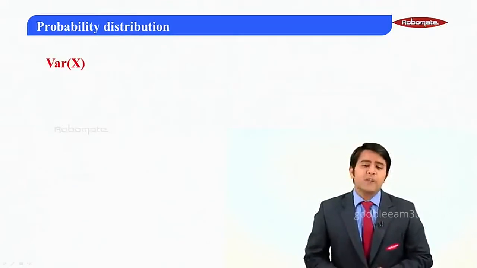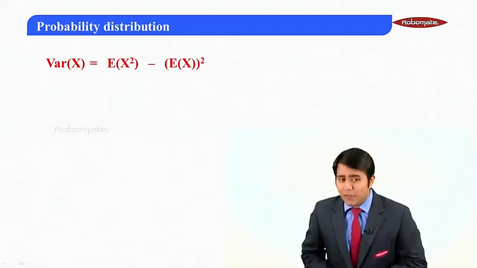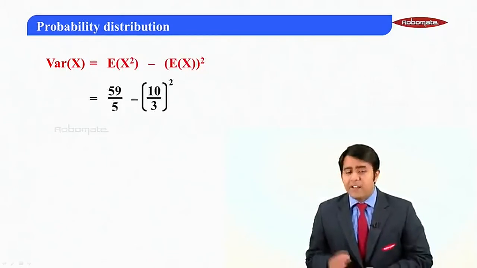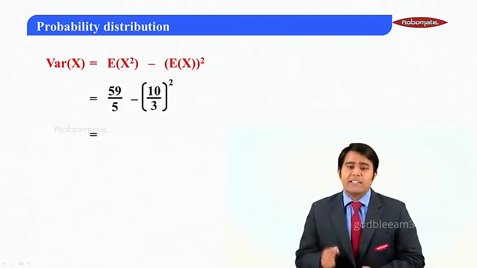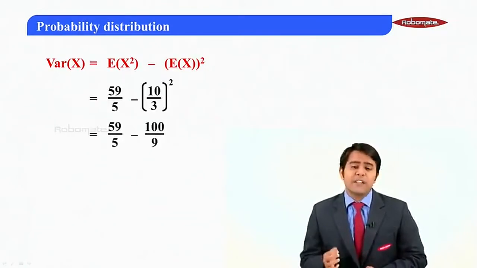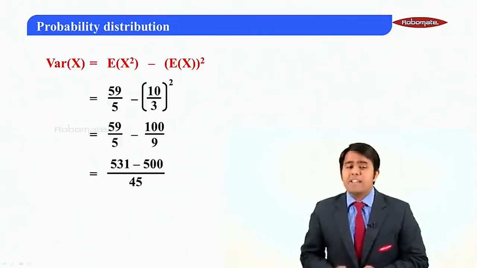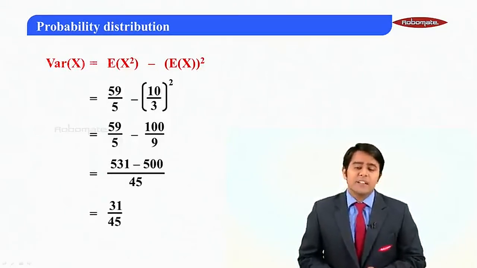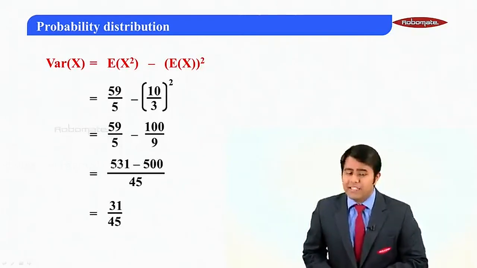Moving further to find out variance, we know that variance is equal to E of x square minus E of x the whole square. Substituting the values which we have obtained, 59 by 5 minus 10 by 3 the whole square. This term gets converted to 59 by 5 minus 100 by 9. On further simplification, the value reduces to 531 minus 500 upon 45. This is nothing but 31 upon 45. So this is the required value for variance of x.